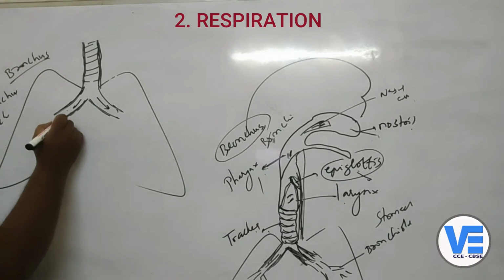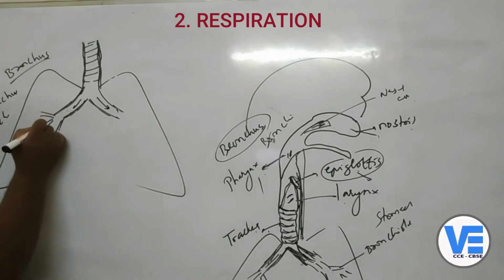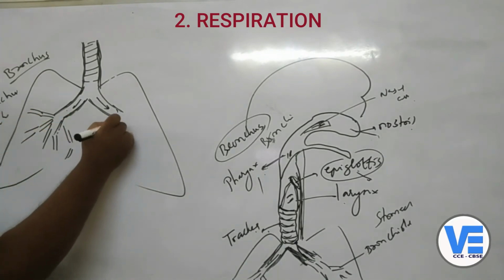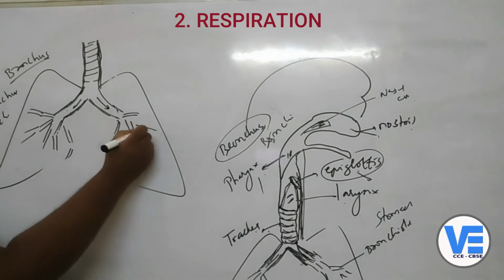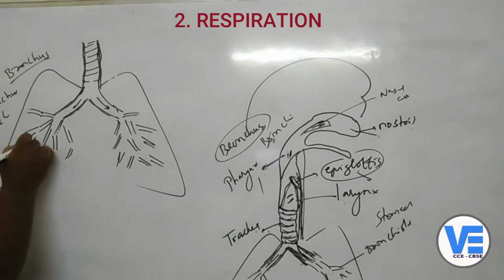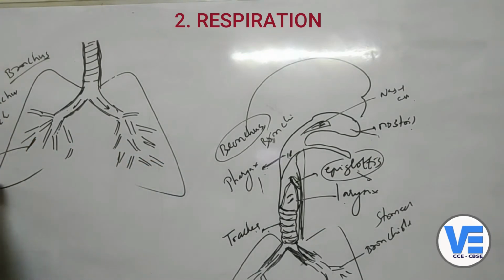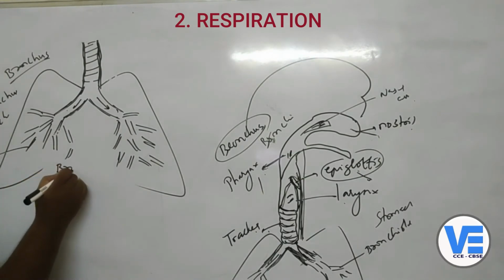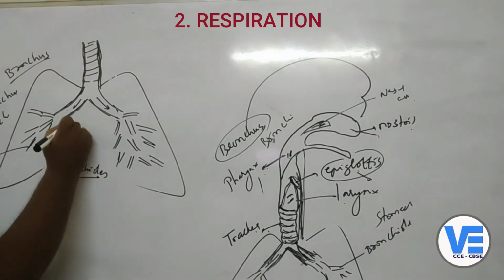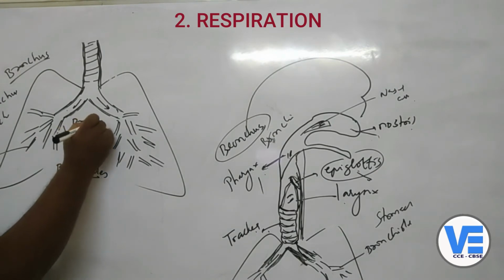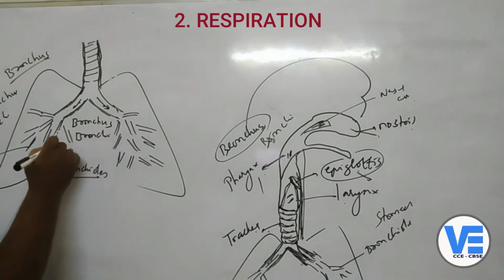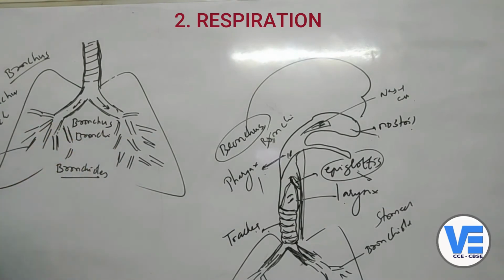Now this bronchus will enter into the lungs and also divide into tiny branches, and they will extend all over the lungs. These extensions of the bronchi are called bronchioles. Singular is bronchus, plural is bronchi, and these extensions are called the bronchioles.